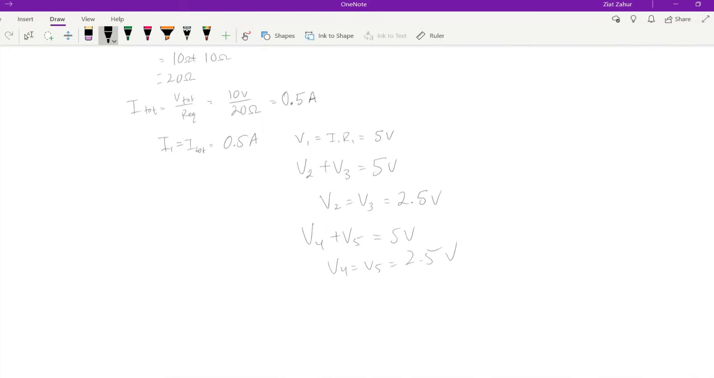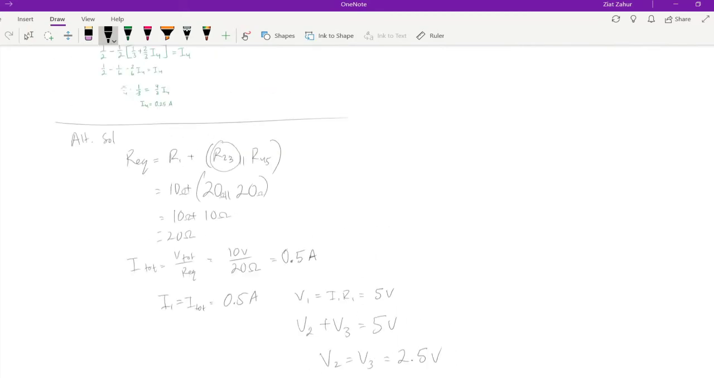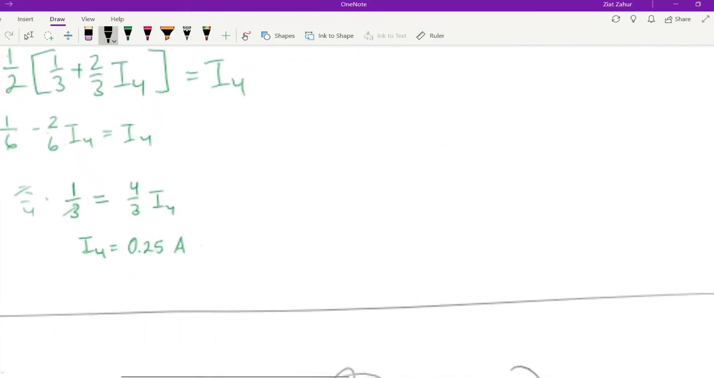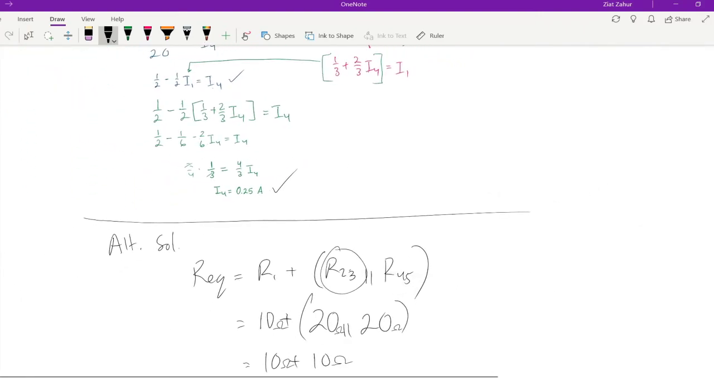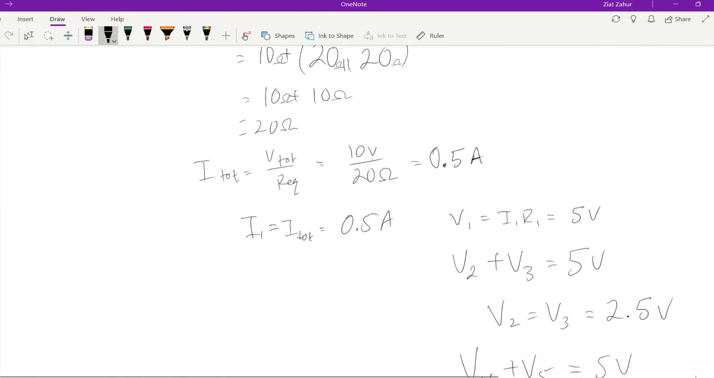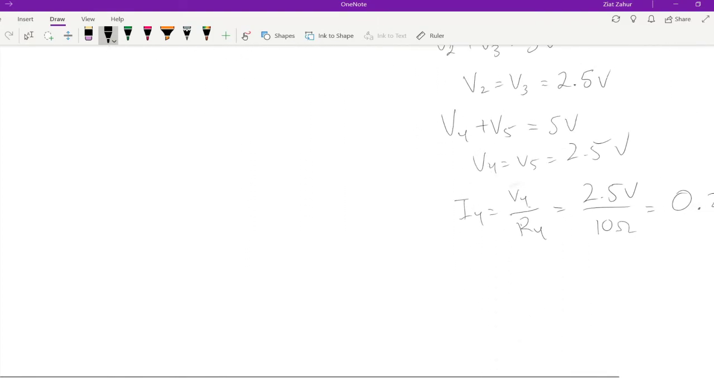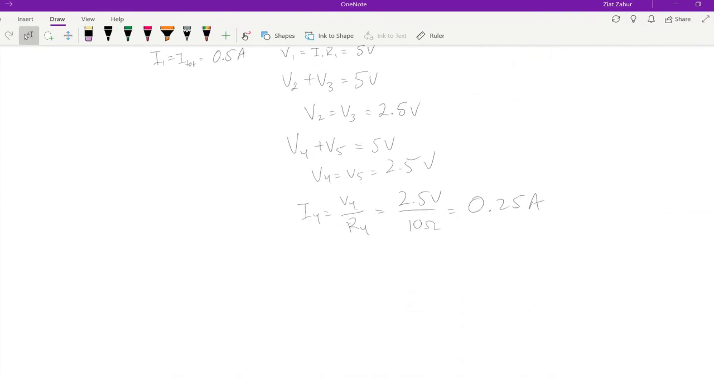Alright, so let's go and verify. We know that I4 should equal V divided by resistance, since V equals IR. Notice how we get 2.4 volts divided by 10, and this gives us 0.25 amps. Yay, that's exactly what we found when we solved it using linear algebra. Alright, so the method works.